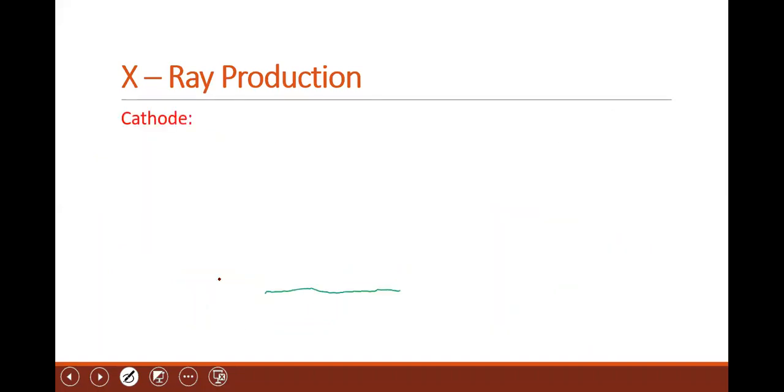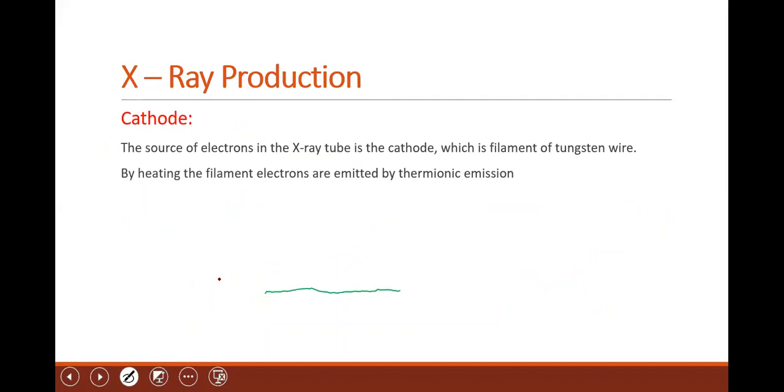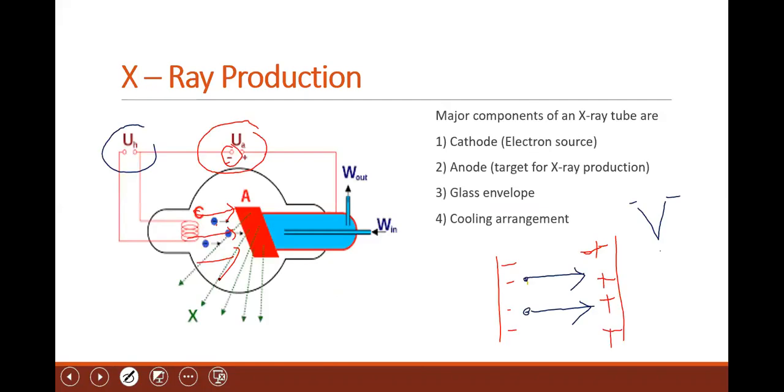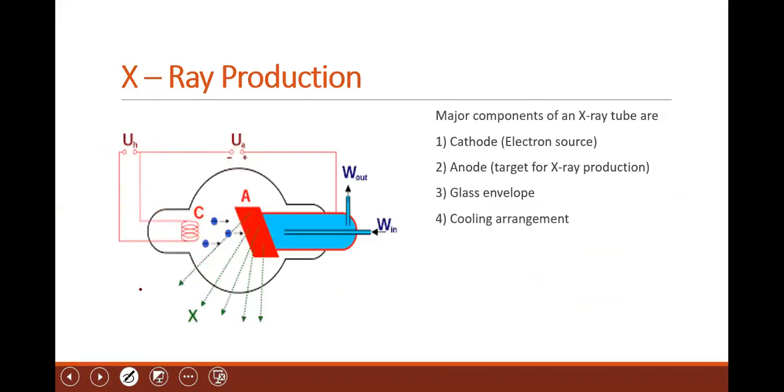Now, this is about the continuous spectrum. Here the question becomes, explain the production of X-rays. How will you answer it? You have to draw a neat diagram here. Next, the X-ray tube consists of a glass envelope. It is completely evacuated, within which one is the cathode and another one is the anode, enclosed. Very simple.